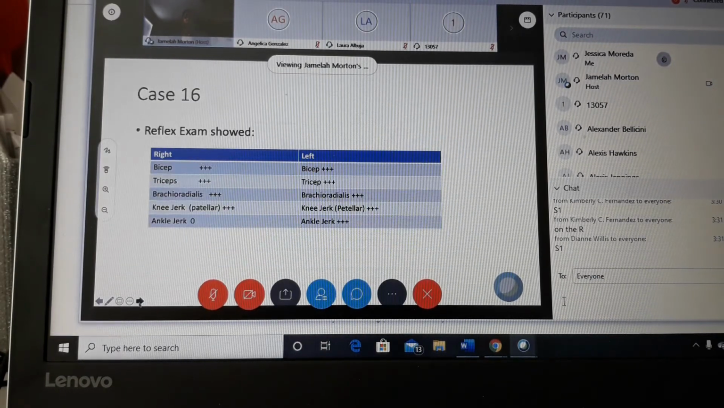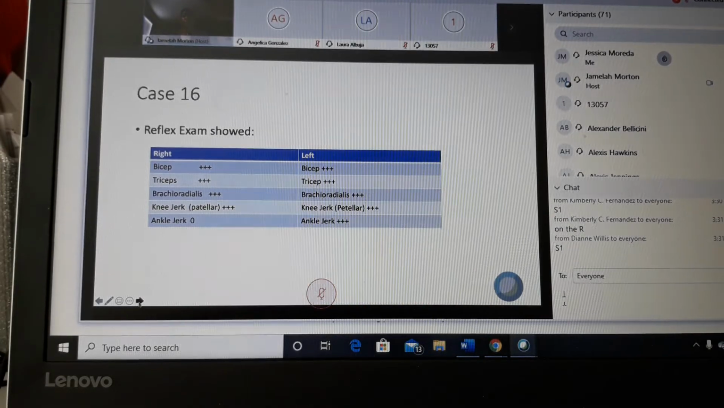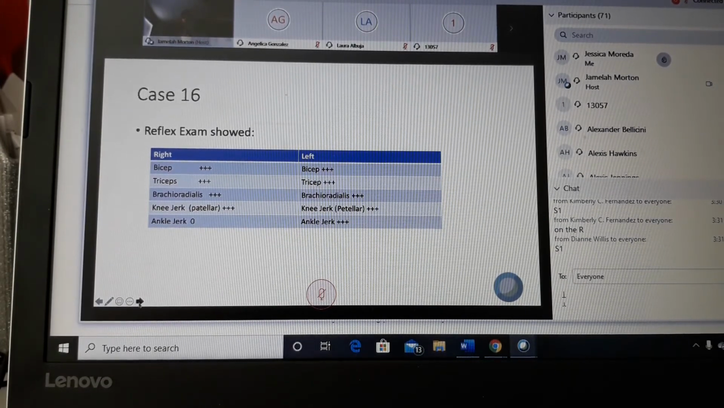Let's look at the reflexes. The reflexes, his right ankle jerk, which we said is consistent with S1, is absent. Now tell me, why is his ankle jerk going to be absent instead of hyperreflexic?